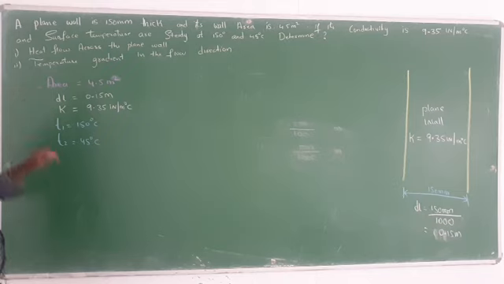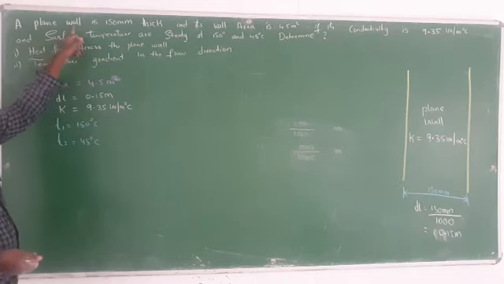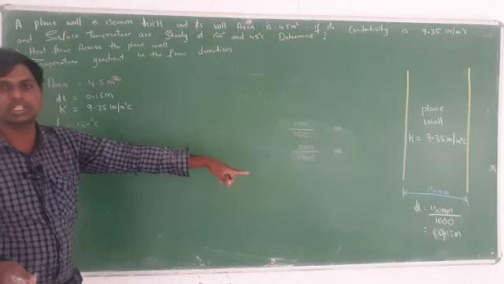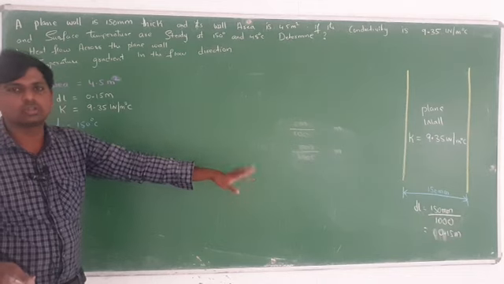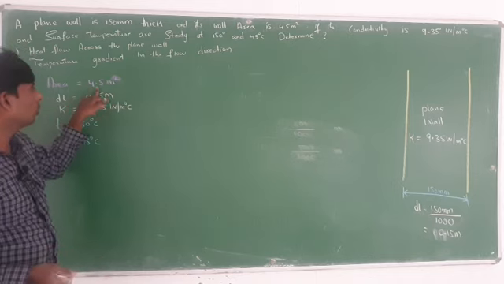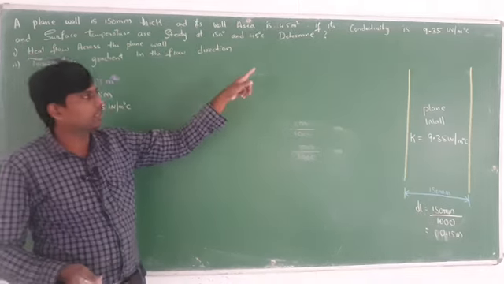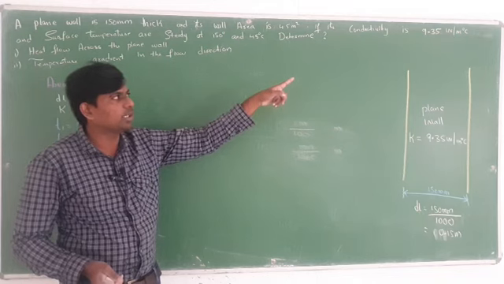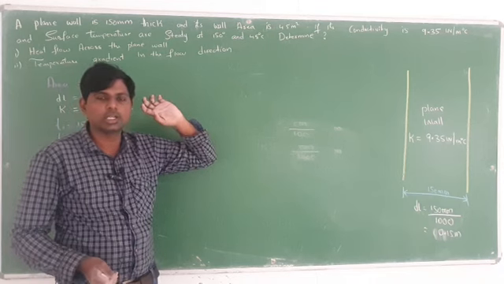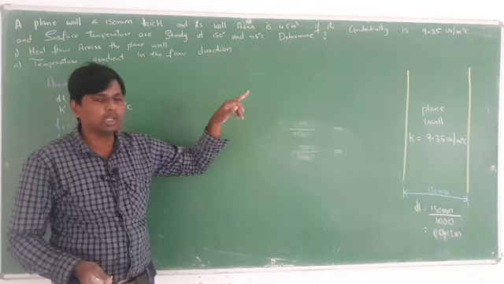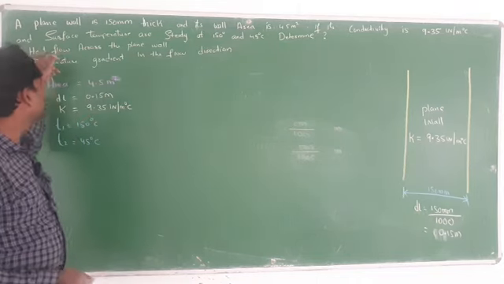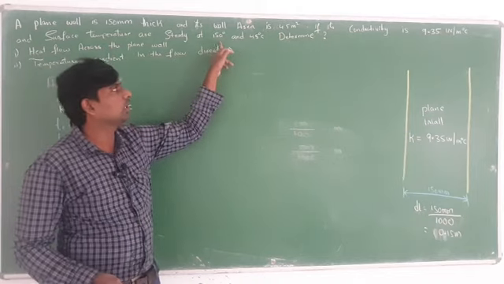Now he is asking to find out. Once again I will read the question. A plane wall is 150 mm thick. It is given in mm, so divide by 1000 and you get the answer in meter. Its wall area is 4.5 meter square. And the conductivity is 9.35 watt per meter centigrade. By seeing the unit, you can identify that the term belongs to thermal conductivity. After that, the surface temperatures are steady at 150 degree and 45 degree.